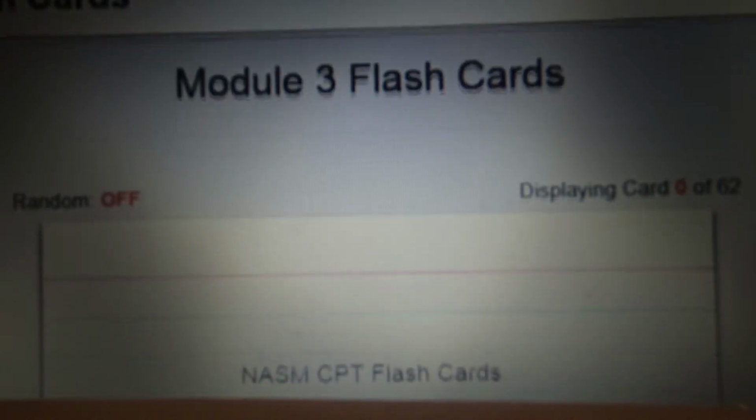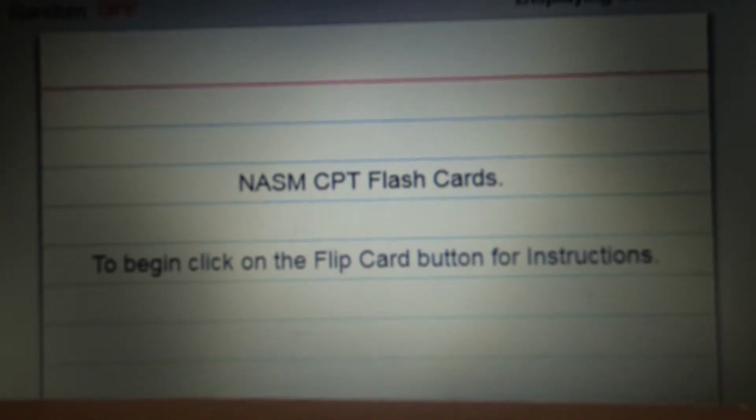Module 3, flashcards for the NASM. Here we go.